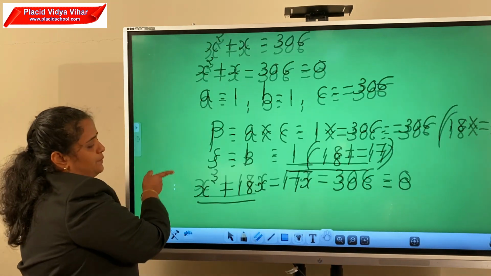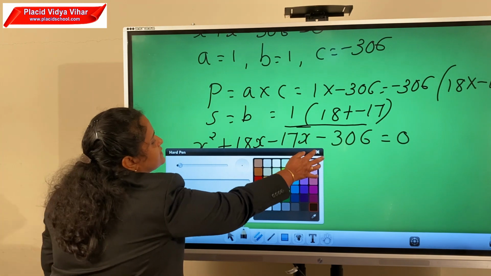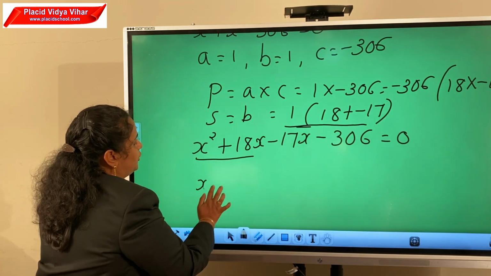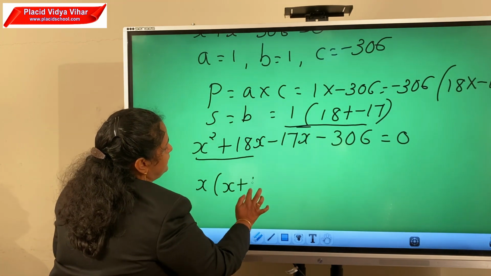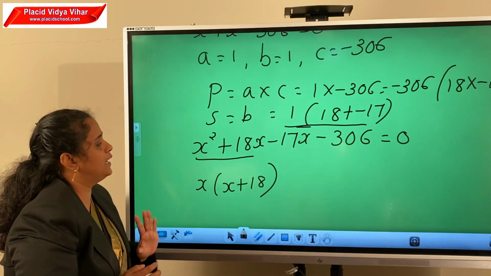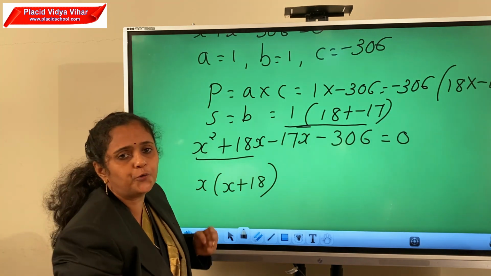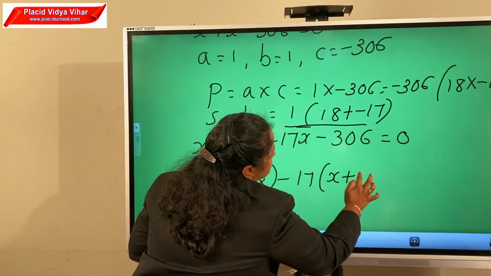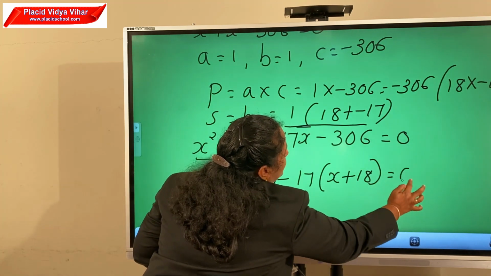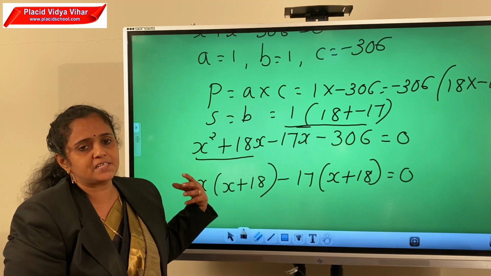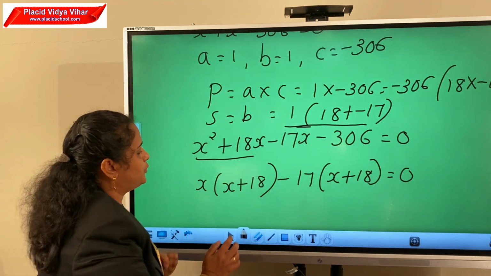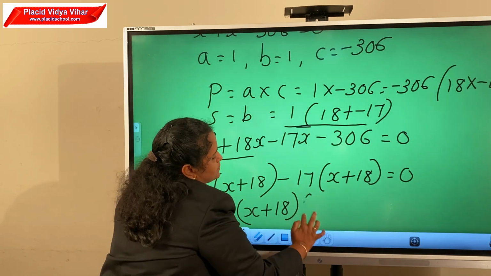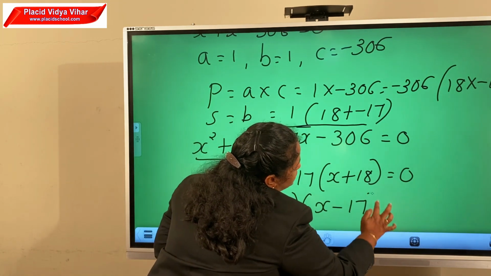The first two terms, what can we take common? We can take x common. That is x into x plus 18. From the last two terms we take minus 17 out. That is minus 17 into x plus 18 equal to 0. In these two terms again we can take x plus 18 out. That is x plus 18 into x minus 17 equal to 0.